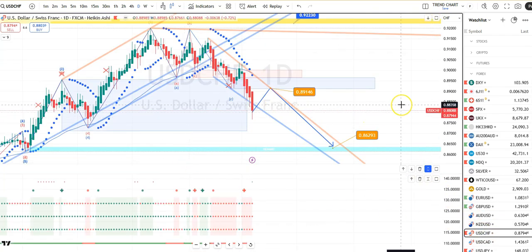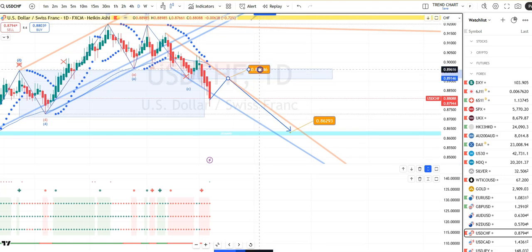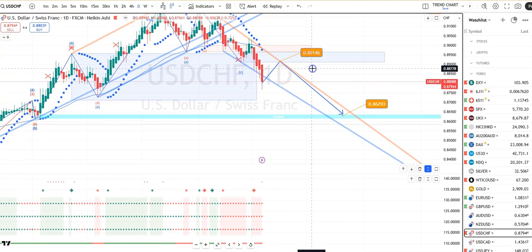US Swiss is one of my favorites, actually. Have a look at this. This is the perfect setup for a pullback into this resistance trend line and into this order block here, as we can see. So this is a perfect entry point at 89.14. I'll keep you posted on this because it's something I will be trading, and heading for 86.29.